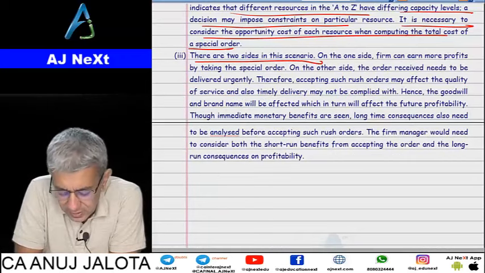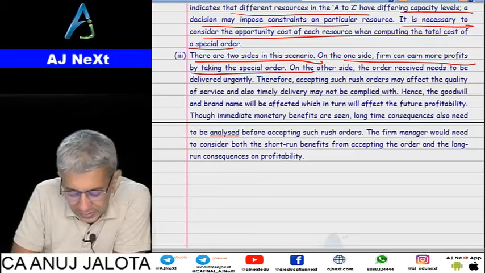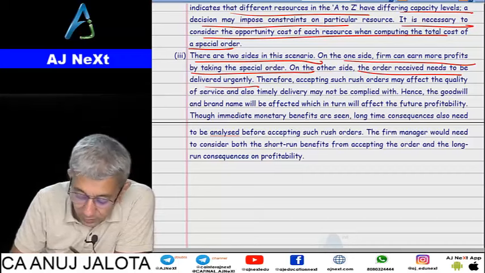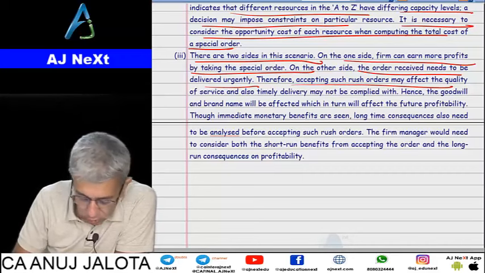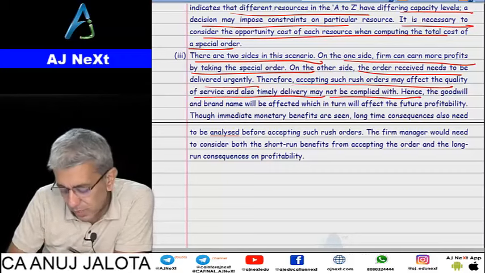There are two sides in this scenario. On one side, firms can earn more profit by taking the special order. On the other side, orders received need to be delivered urgently, therefore accepting such rush orders may affect the quality of the service, and timely delivery may not be complied with.